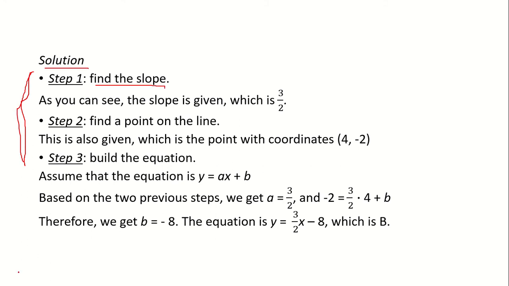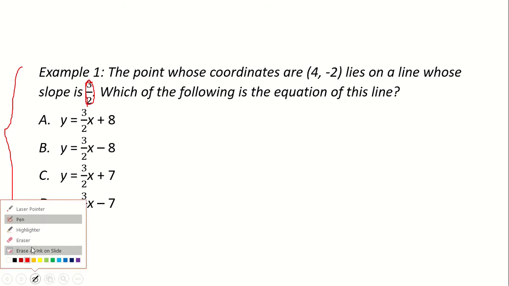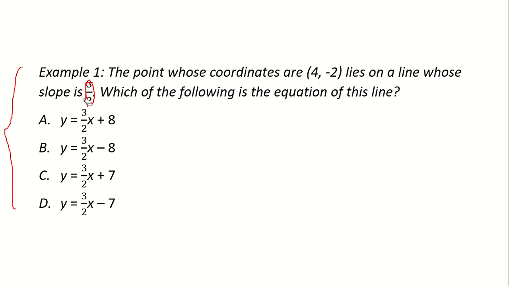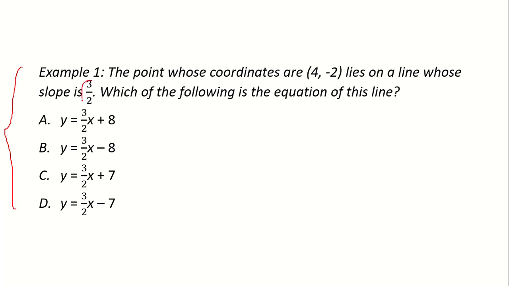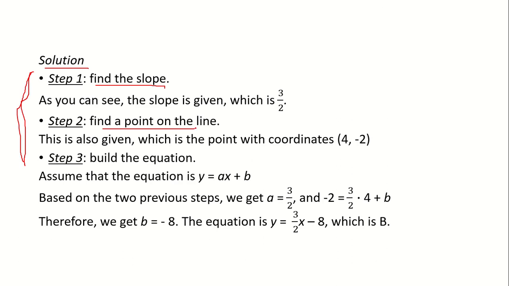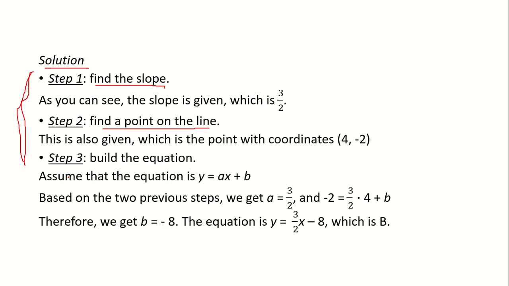Step 1, find the slope. As you can see here, the slope is already given, which is, oops, let me erase it. Slope is 3/2. The second step is to find the point, which is also already given: coordinates (4, -2).